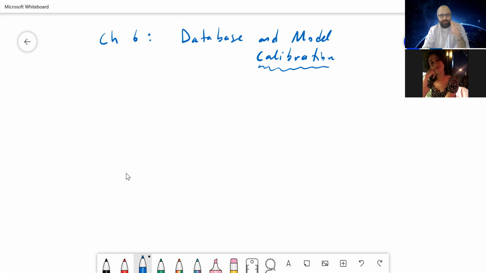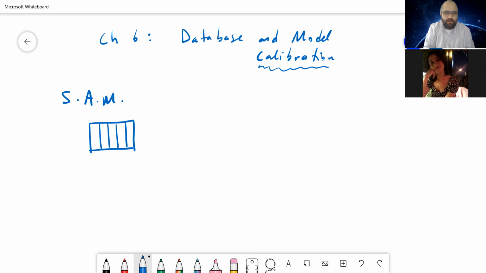So most of the stuff in today's lecture and in the remaining part will be building on chapter 6, but I will also travel outside the textbook to tell you something about calibration. So the idea is this. Remember the concept of social accounting matrix. This is basically a matrix. It has rows and columns, right? And we collect all the information basically about the transactions in the economy.